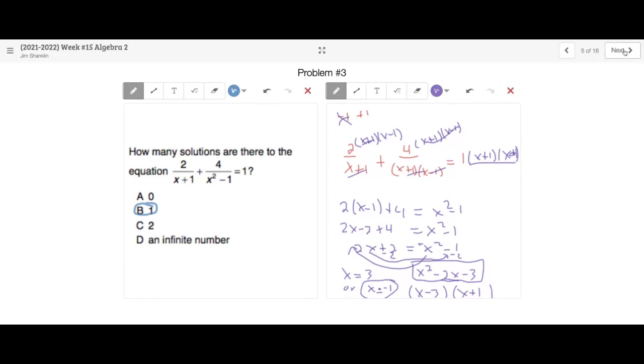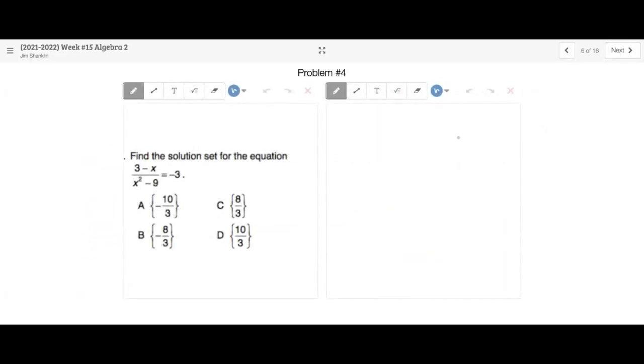All right, let's go to problem number 4. Find the solution set. Now, if I was doing this problem, I look at it and think, I probably could factor this thing on top and bottom, but I'm just going to multiply everything by x squared minus 9, or I could break that down to x minus 3, x plus 3. So I'm just going to multiply this by x squared minus 9. I'm going to multiply this one by x squared minus 9.